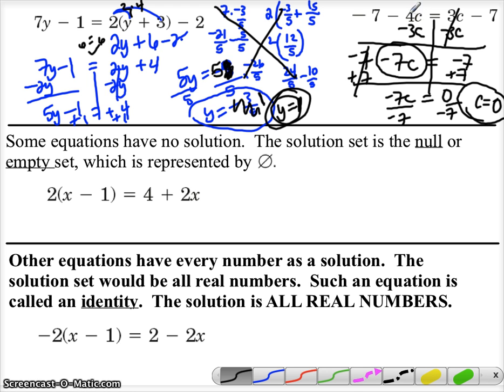Because if you look at that, 4 times 0 is 0, so you get negative 7 on the left. 3 times 0 is 0, so you get negative 7 on the right. So that does indeed check. Okay, so perfectly fine to have 0 as an answer.